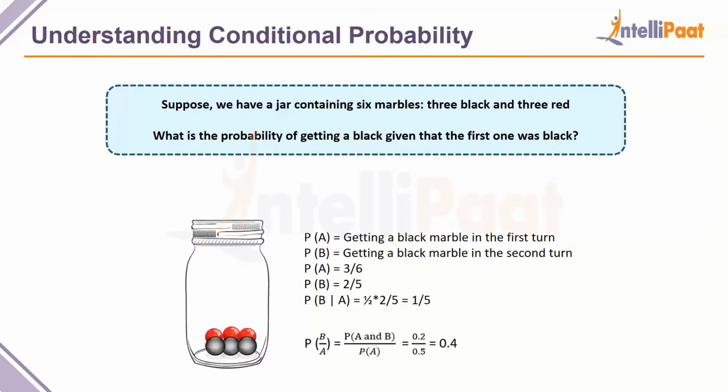So now if you want to calculate the event of getting a black marble in the second turn, given that in the first turn we have already gotten a black marble, this is how we do it. We multiply 1 by 2 into 2 by 5 and we get the answer 1 by 5. So this is what the probability formula states. We get P of A and B divided by P of A, and that's how we calculate it, and we get 0.4 as the answer.